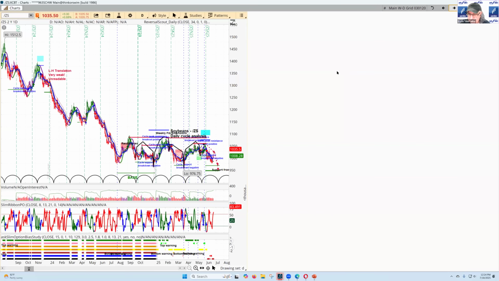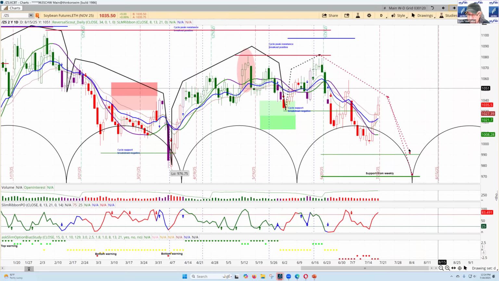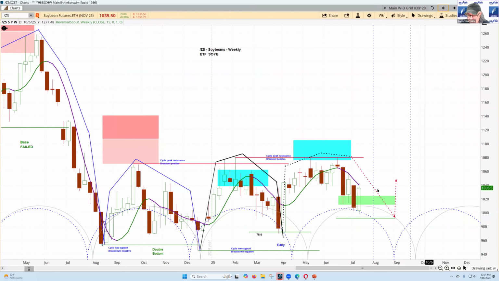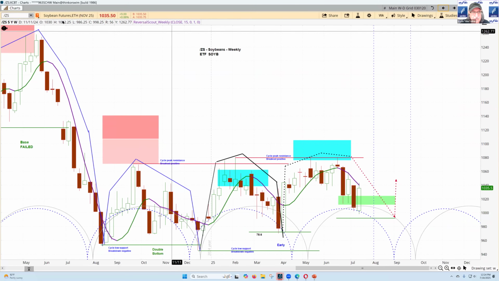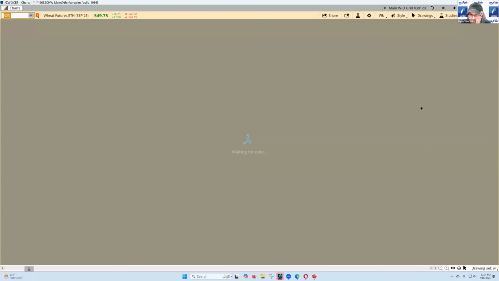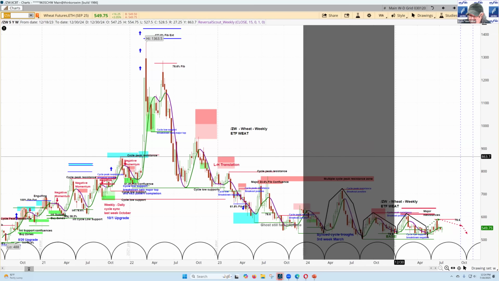When I look at the daily chart in here, you could see this points to maybe a low coming in the next couple of weeks. So the soybean market, though it's been weak, is certainly looking like it has a better structure than the corn market. Here's the wheat market right here, and this is different.